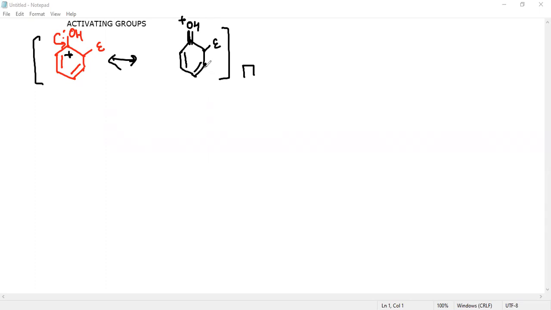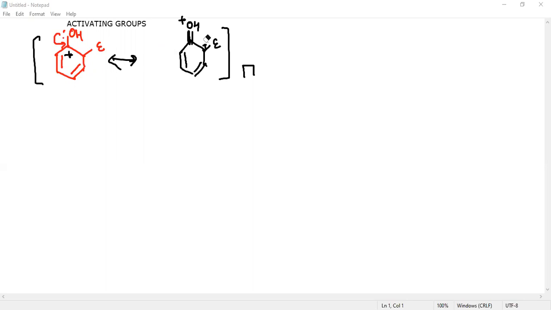In contrast, for the meta position, which is here, you just saw we are getting the plus charge over here, here, or here, never directly under the electron donating group. This is for the meta positions I'm drawing, and so you can see this is not stabilizing the plus charge of the intermediate and thus doing nothing. So this OH group is able to do nothing for the meta position. Now moving on, let me clear this up first.